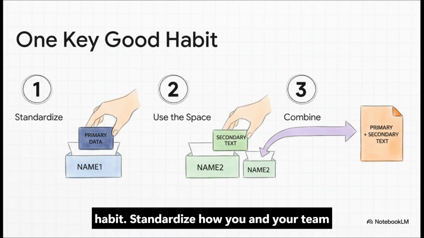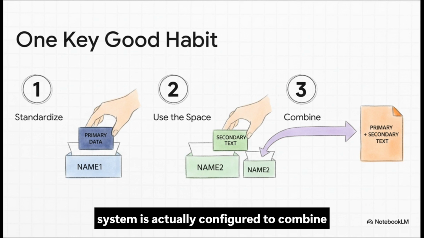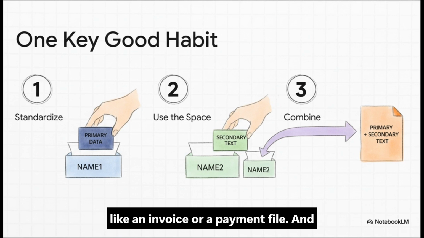So the real key here is to build one simple, good habit. Standardize how you and your team enter this data. Always put the main name in Name 1 and use Name 2 or even Name 3 for the rest. And this is crucial. You have to make sure your system is actually configured to combine Name 1 and Name 2 when it creates outputs like an invoice or a payment file.